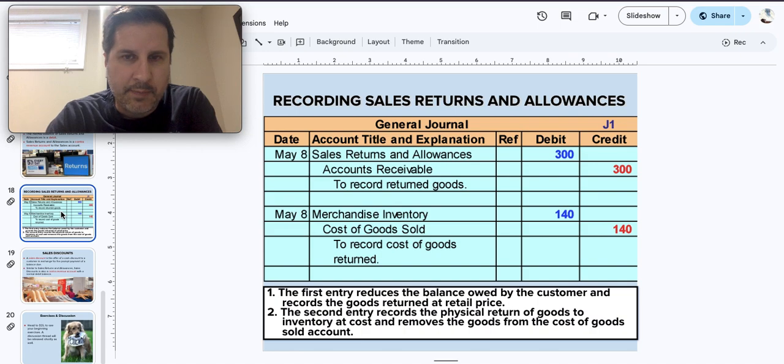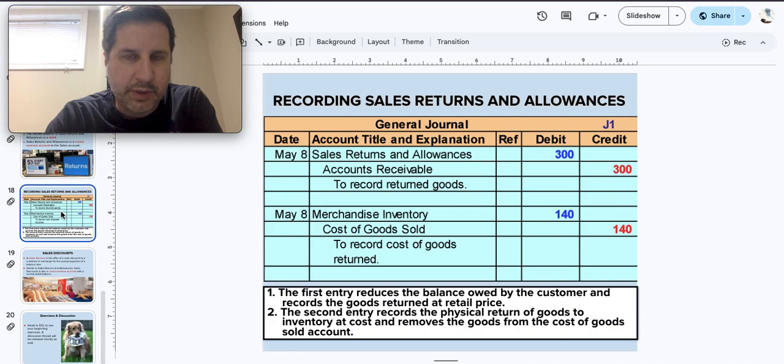So the bottom entry is just going to show that we are putting our merchandise back into our system. So I'll start with the second entry there. You'll see on May 8th, we had merchandise inventory of 140 added back to our store because we were going to try to resell that. So it's part of our inventory. And it wasn't a cost of goods sold because we didn't sell it anymore. So we need to take that 140 away from cost of goods sold.